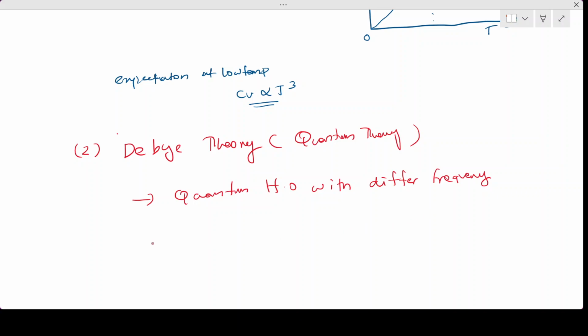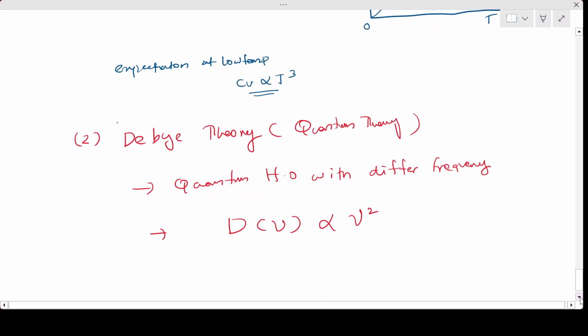So in that case, we consider that we have a collection of frequencies, taking into consideration the density of states. Density of state is actually proportional to nu square. What is density of state? Density of state means the number of particles at the same energy level, or a particular frequency level. So it is called density of state.